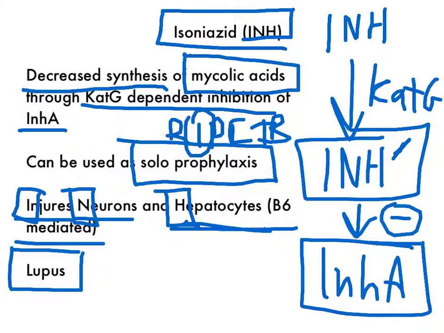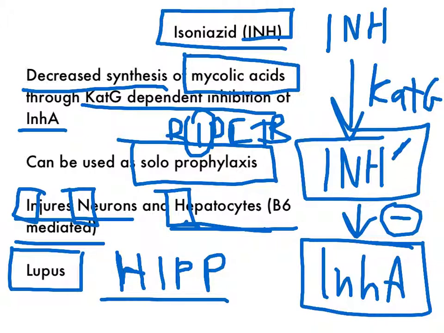The way I remember this is I just remember all the drugs that cause lupus, with the acronym HIP: it's not hip to have lupus. That's hydralazine, isoniazid, procainamide, and phenytoin. So if you just remember that, you know that isoniazid is part of that.